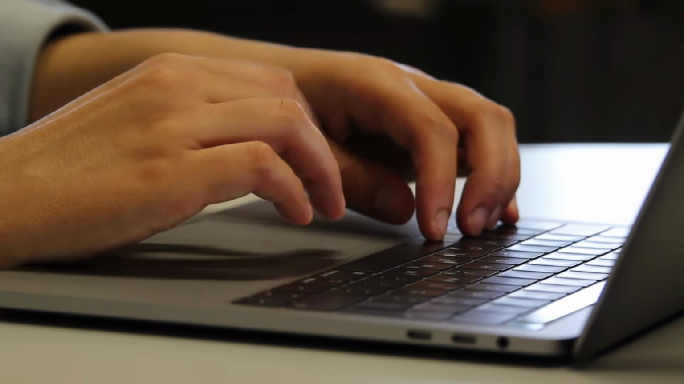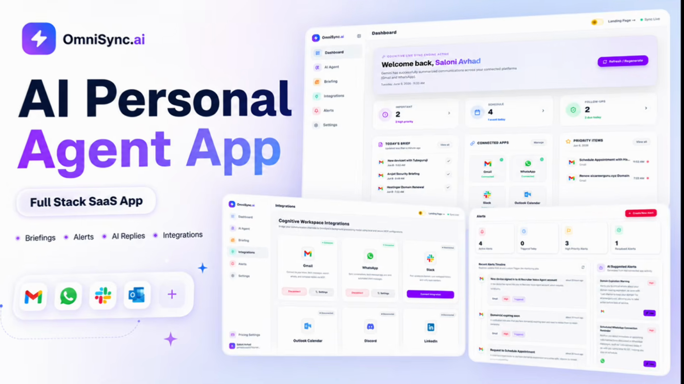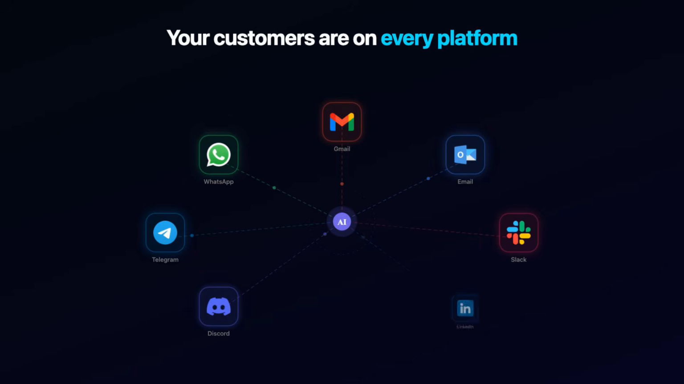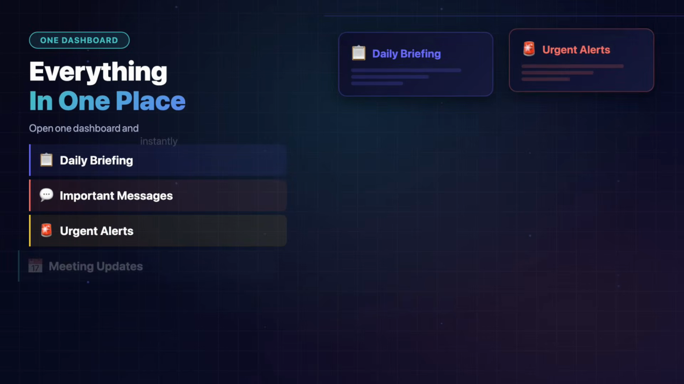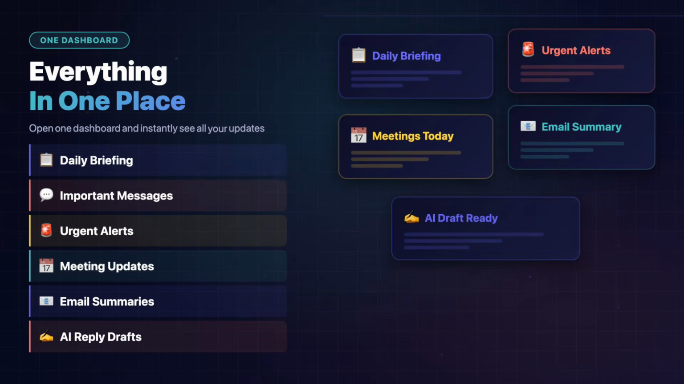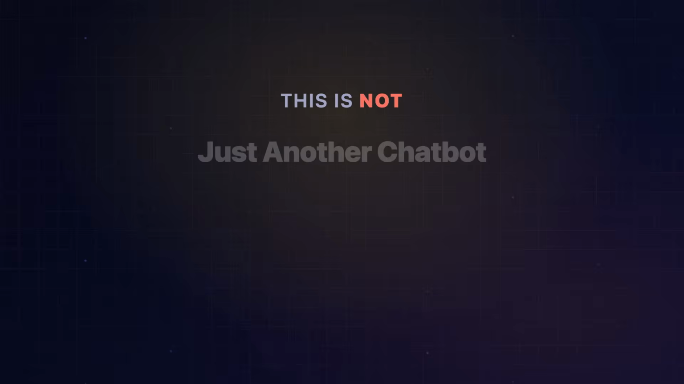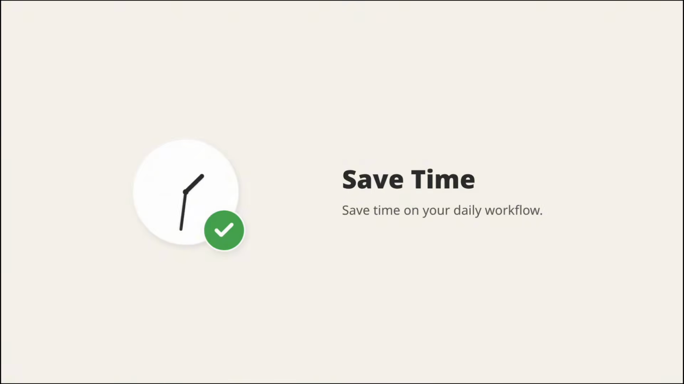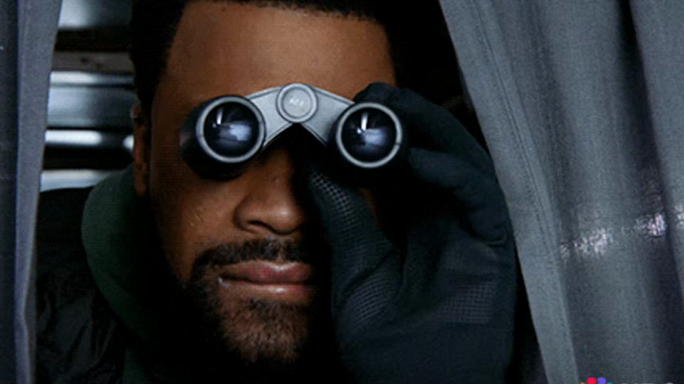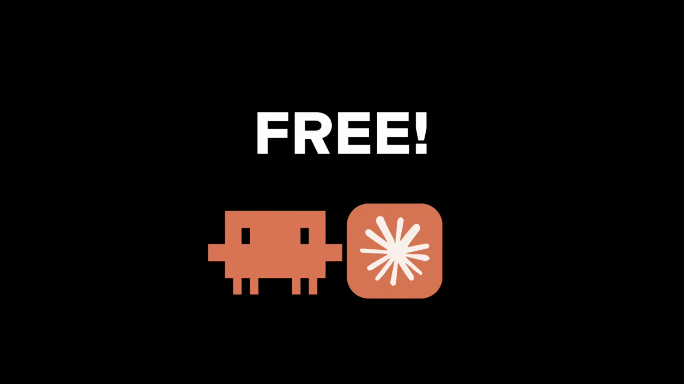In this video, we will build an AI personal agent app using Next.js and the Google Antigravity 2.0 CLI. This app connects with Gmail, WhatsApp, Slack, Outlook, Calendar and more to generate daily briefings, important alerts, message summaries, smart replies and email drafts. This is not just a chatbot, it's a real AI agent SaaS app that helps users save time and take action faster. We will also see the free Claude setup in the bonus chapter. So let's start building this project step by step.